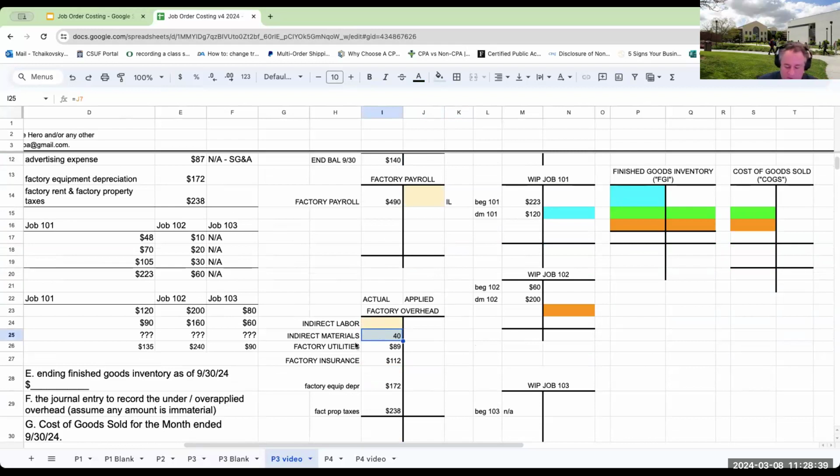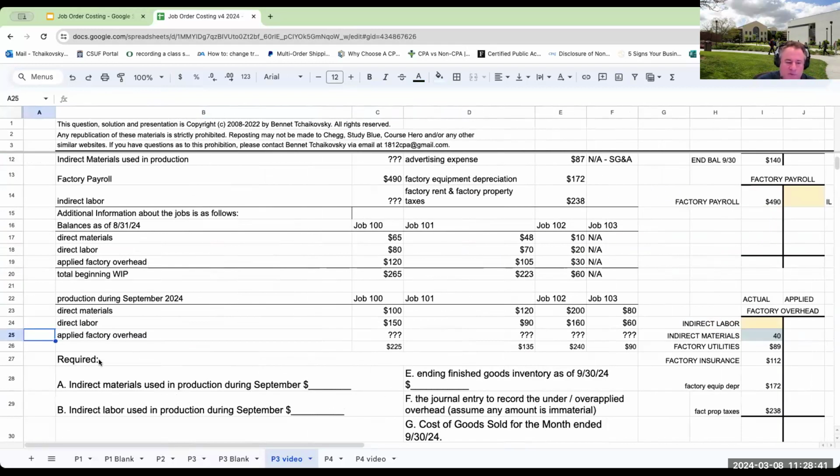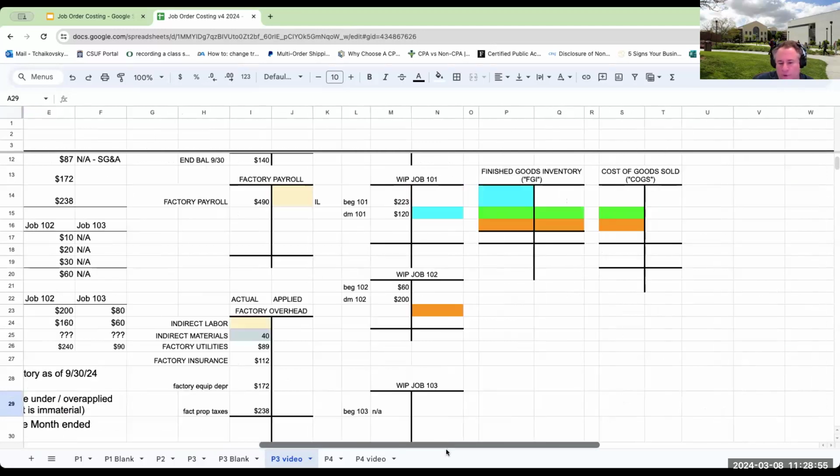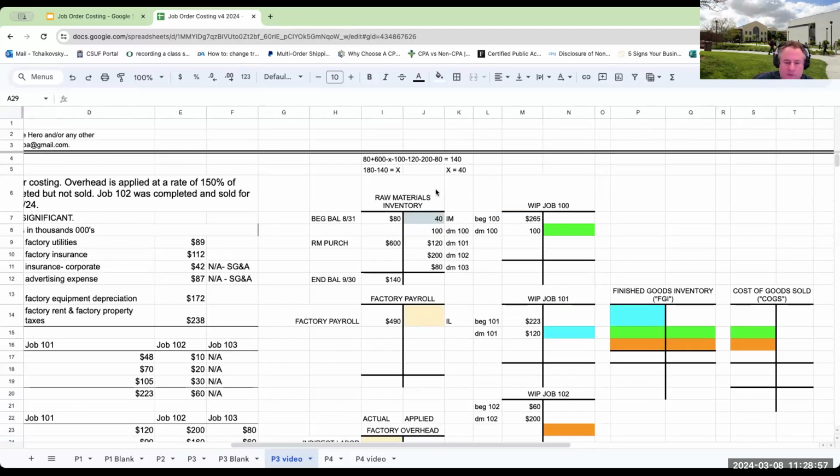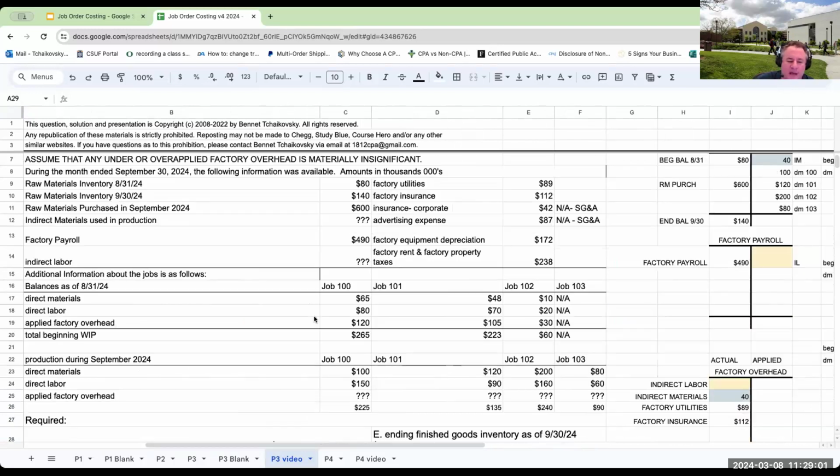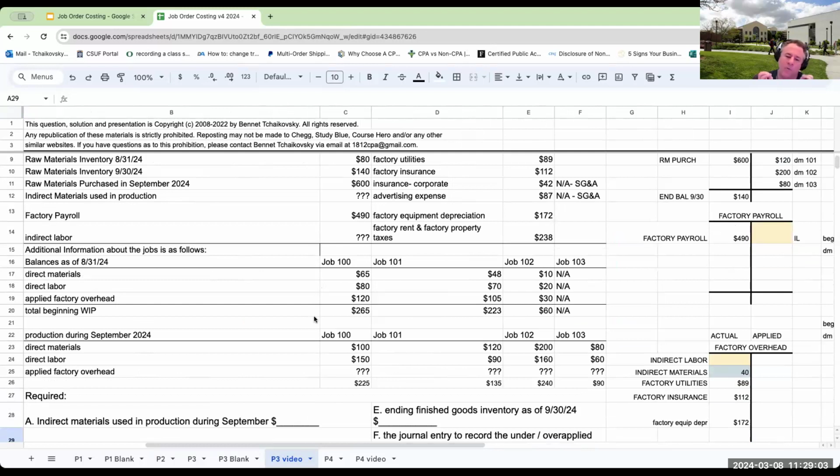Now, I've also given myself one of the first answers that I'm looking for. One of the droids we're looking for is right over here: indirect materials used in production. That's another dad joke. Indirect materials used in production during September were 40. Okay, so this T account balances, so we're good to go. Let's now look at the factory payroll, or what we were looking at with direct labor. Remember, last exam, you had one amount of direct labor going into work in process.